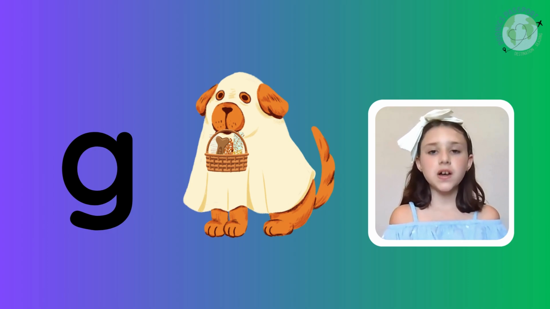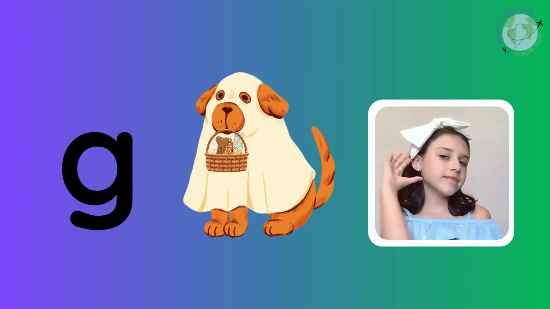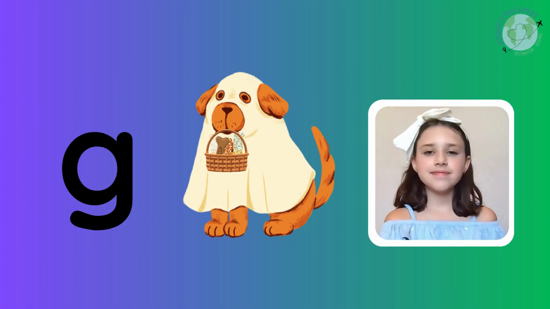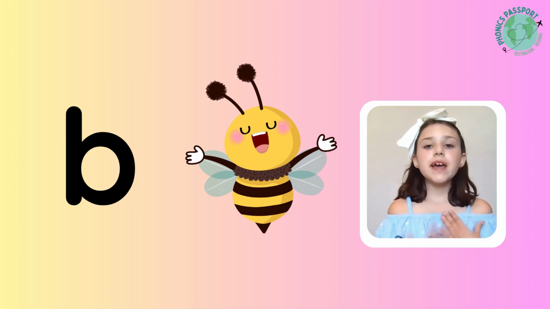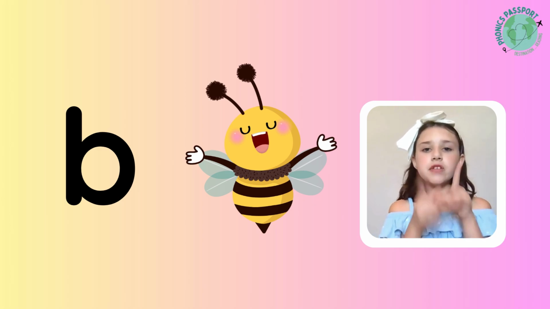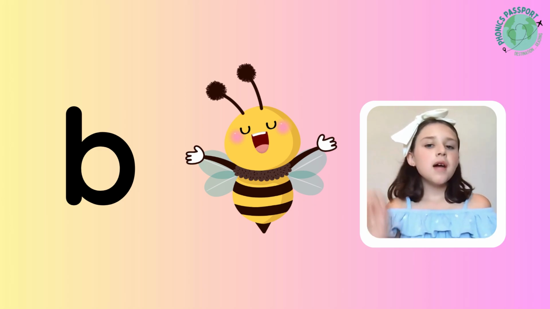G spells g, like the beginning of the word ghost. Watch me. G. Now you try. G. B spells b, like the beginning of the word bee. Watch me. B. Now you try. B.